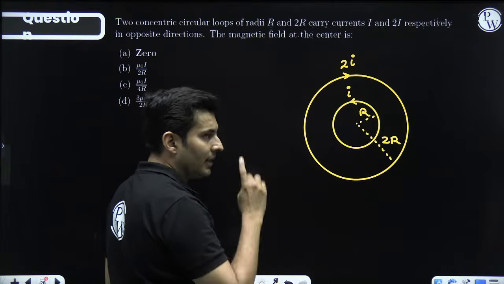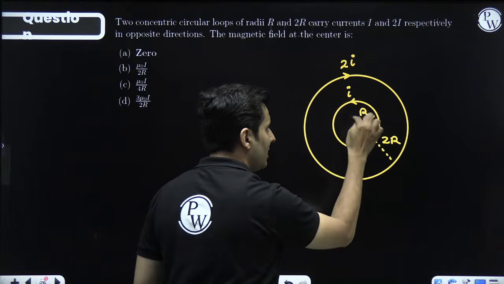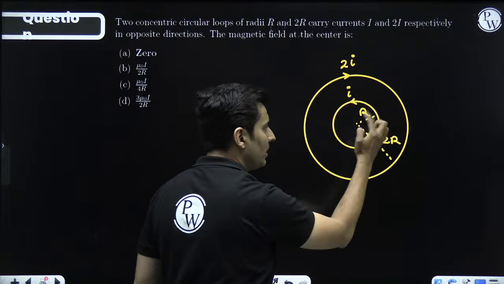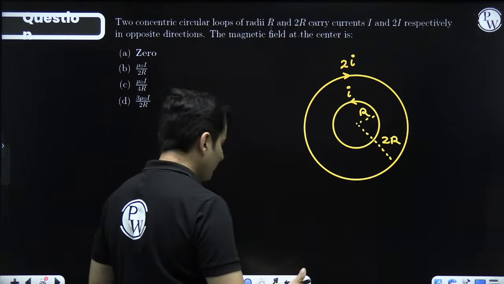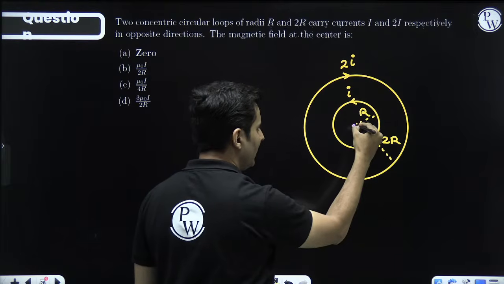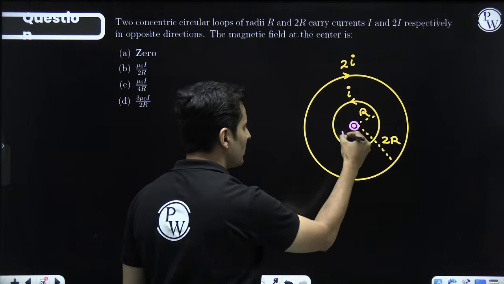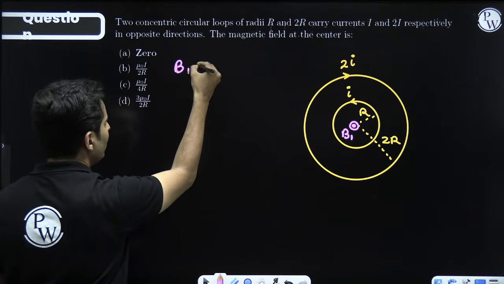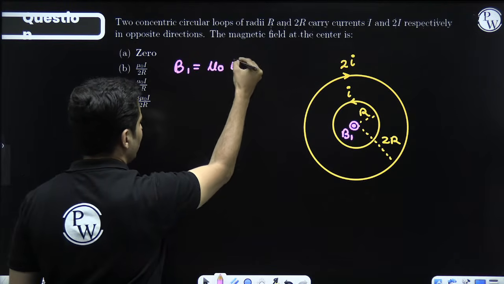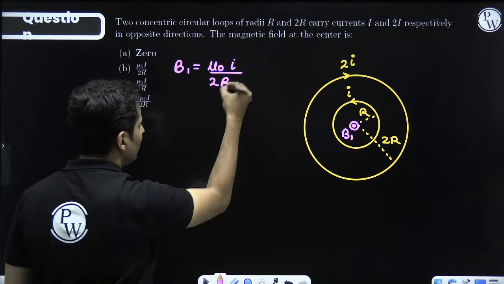So if you look at it, current I, which is the smaller loop, if you curl the fingers in the direction of current, the thumb comes towards you. So the smaller loop is generating a magnetic field towards you. So I will call it B1. And how much will that B1 be equal to? Mu naught I divided by 2R.